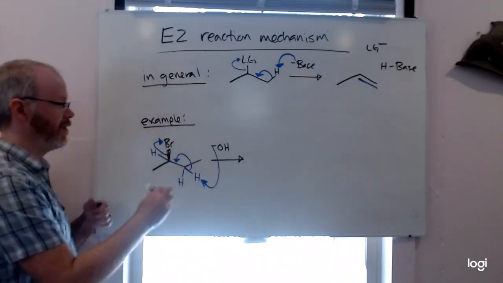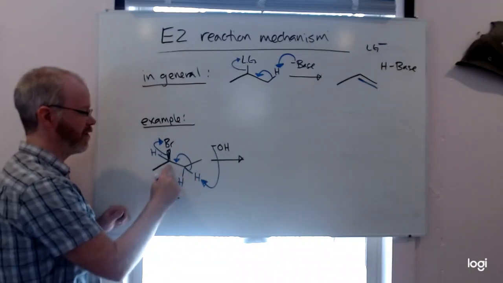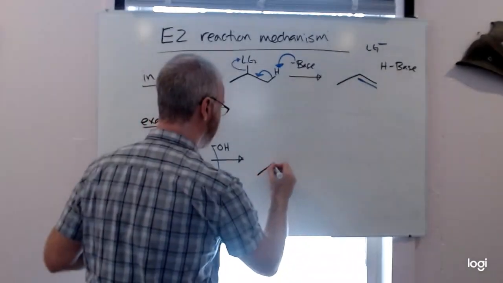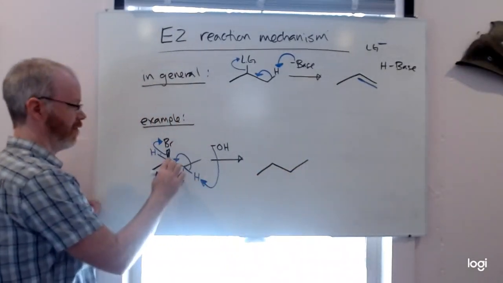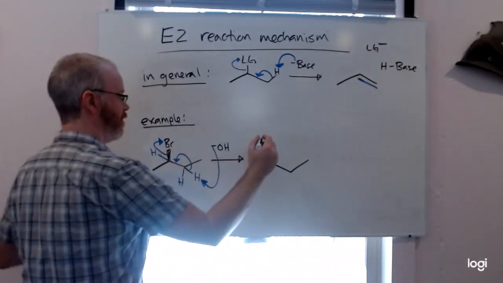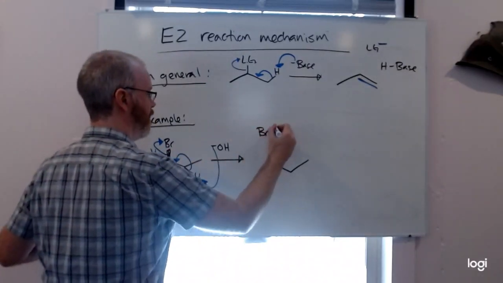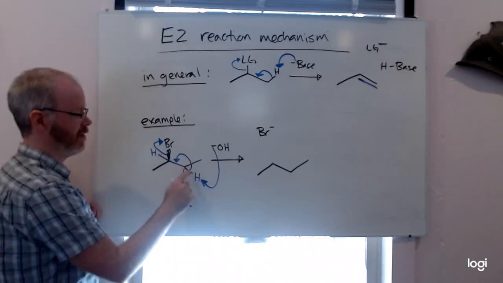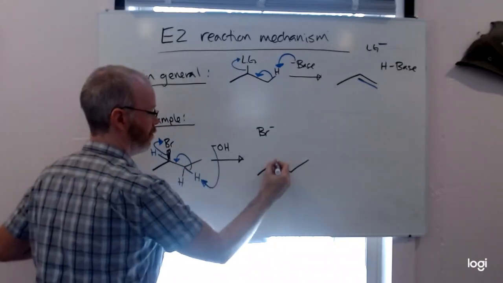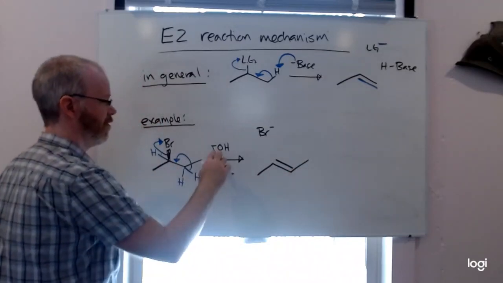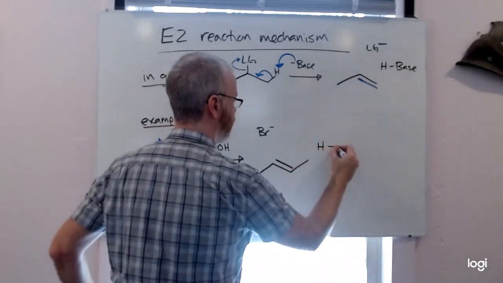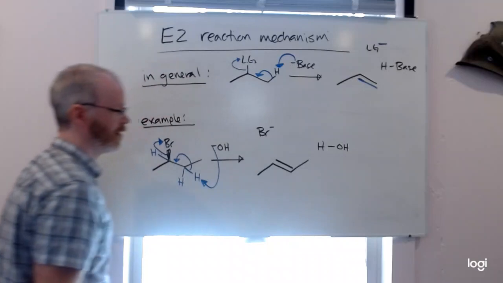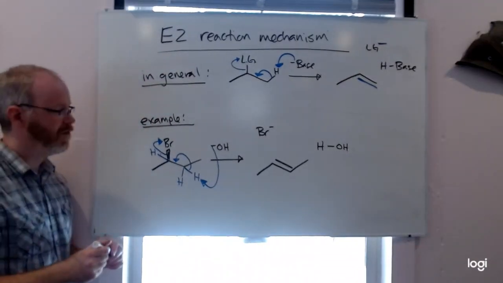Right, so I've made a bunch of changes here. So when I'm drawing, start with the simple carbon skeleton that hasn't changed. Right, carbon bromine is gone, just leaving Br minus left over. Right, I've lost the hydrogen, and its electrons went to form a double bond here. Right, that hydrogen went to hydroxide, which is going to give me water. Right, so that's our E2 mechanism.